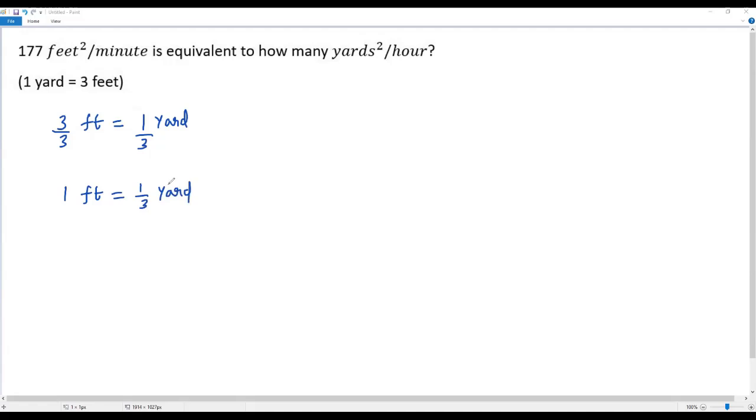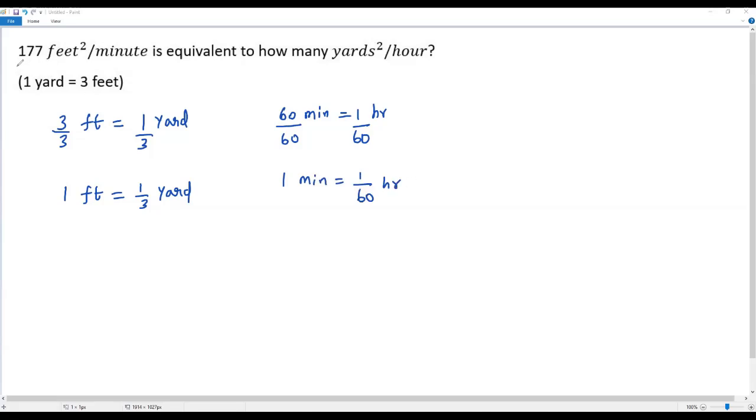Okay, and also we have to convert minutes to hours. We already know that 60 minutes is equal to 1 hour. Then 1 minute is equal to how many hours? For that we have to make this 60 as 1, so I divide both sides by 60. When I divide both sides by 60, 60 over 60 becomes 1. That is, 1 minute is equal to 1 over 60 hour.